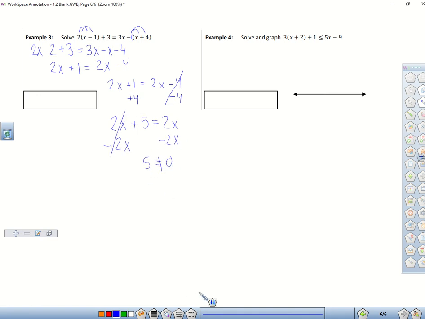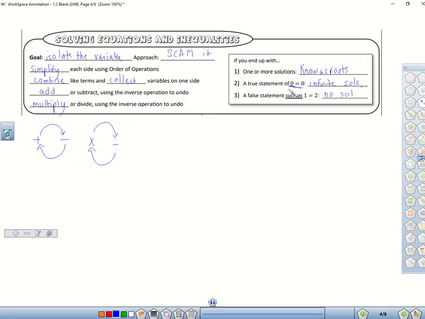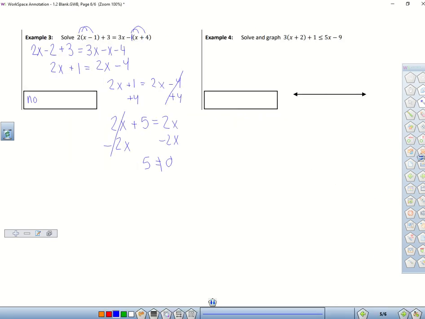Now this is not a true statement, which means that there are no real solutions, I believe the terminology is, but I don't think we said that. Yeah, no solutions. We'll just go with that. We're not going to get too in depth. So no solutions.